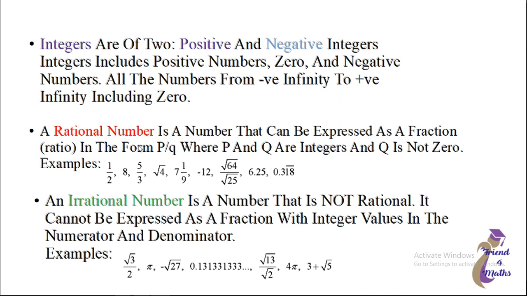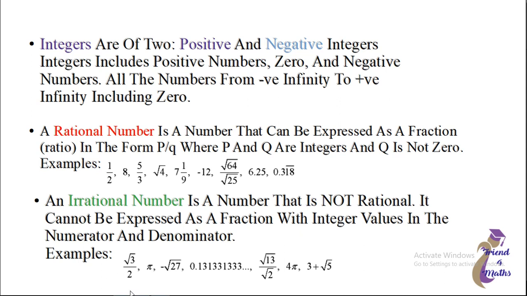Next is a rational number. A rational number is a number that can be expressed as a fraction in the form p by q. That means a fraction is the expression of a number in the form p by q, where p is called the numerator and q is called the denominator, and in this case p and q are two integers and q will not be equal to 0. Such numbers which can be expressed as a fraction in the form p by q, where q is not equal to 0, are called rational numbers. These are the examples.